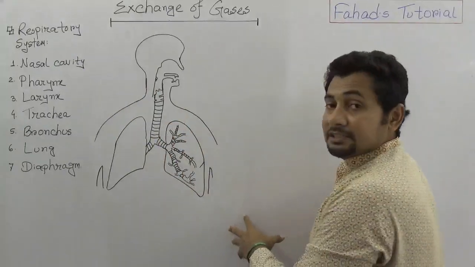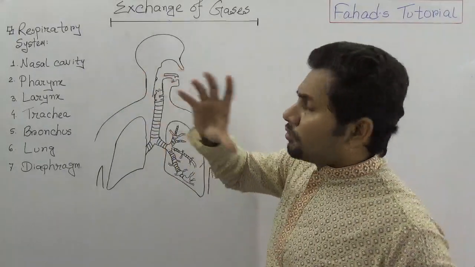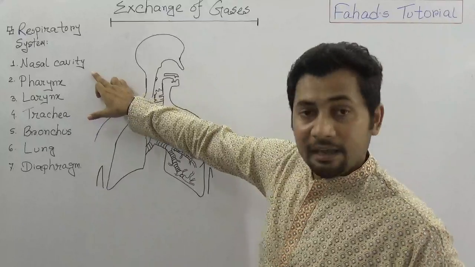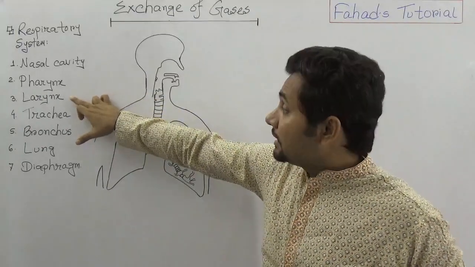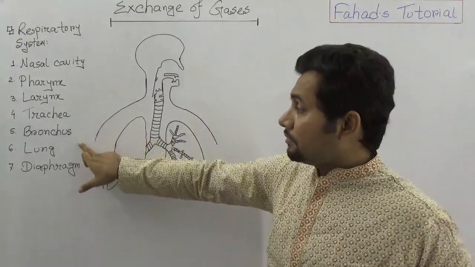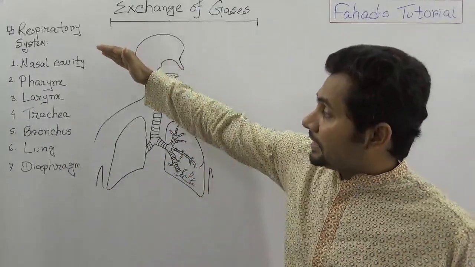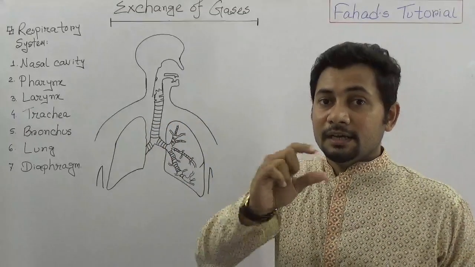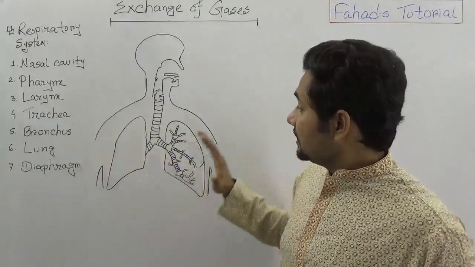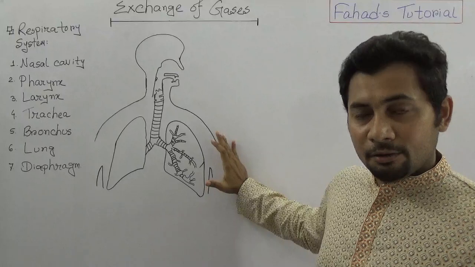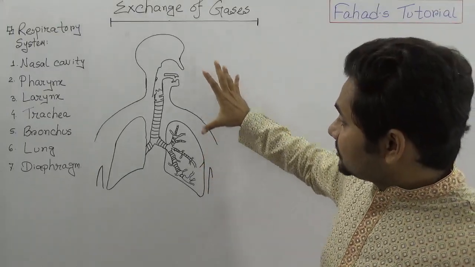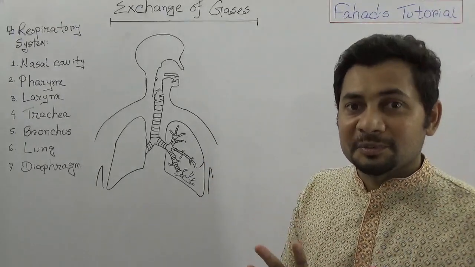Human respiratory system, based on known parts like the nasal cavity, pharynx, larynx, trachea, bronchus, lung and diaphragm, primarily, okay? And this has some sequences. See this picture. I hope you know already that this picture is all about the human respiratory system.